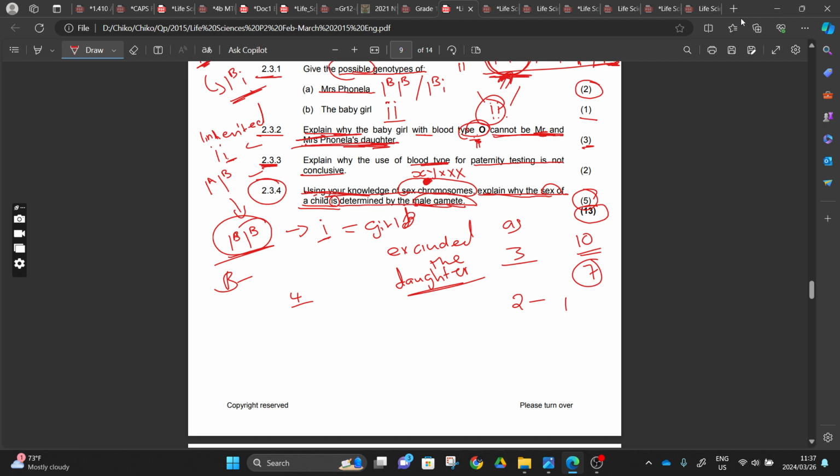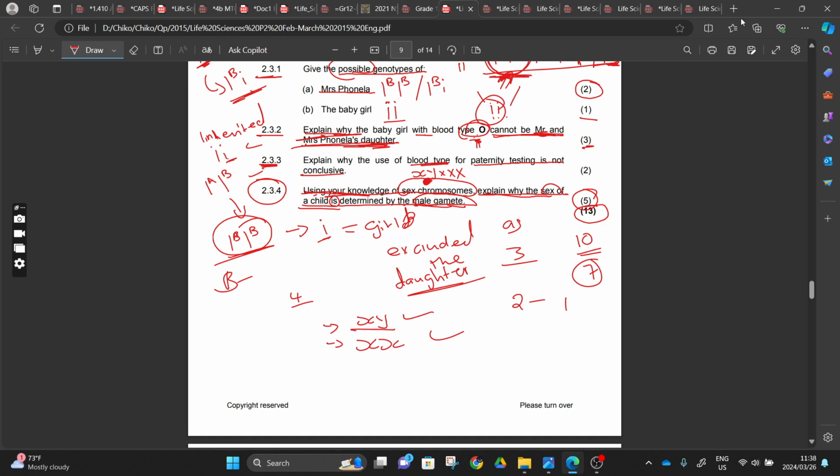You might say, a male has X and Y chromosomes, and a female has X and X chromosomes. Tell me, if someone says I'm using my knowledge of sex chromosomes to explain why the sex of the child is determined by the father, why am I not obliged to give this person these 2 marks? Because he or she understands that in sex chromosomes we have X and Y for male and X and X for female. From then you can play with words.